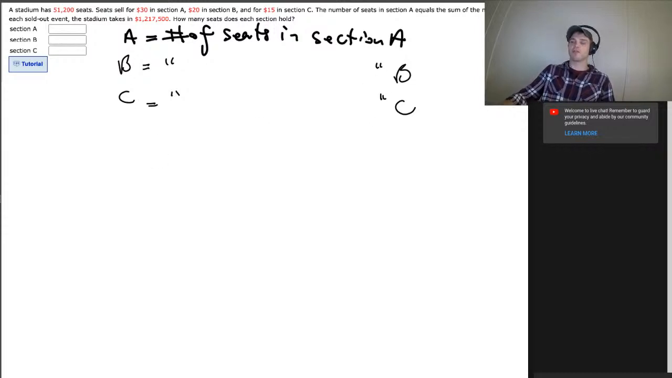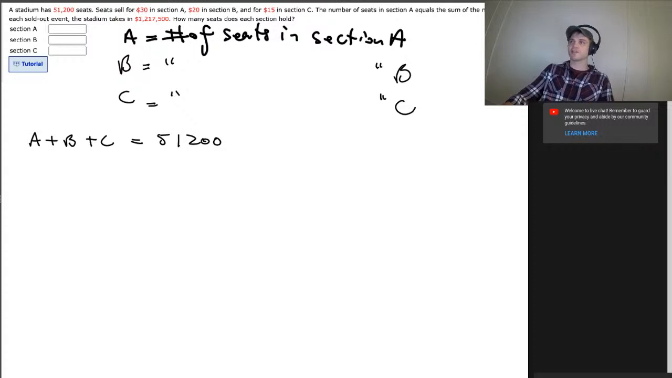So let's try and figure out one thing. What is the total of the seats? Okay, so the stadium has 51,200 seats, and if there are only 3 sections, they have to come from those sections. So we're going to assume that A plus B plus C is the total number of seats. I think that's a pretty safe assumption.